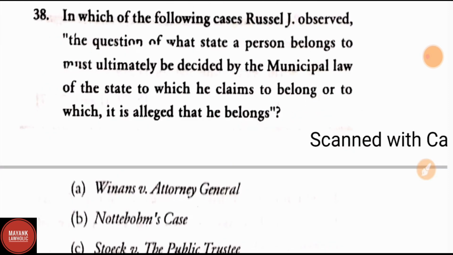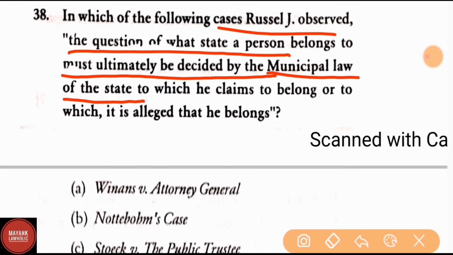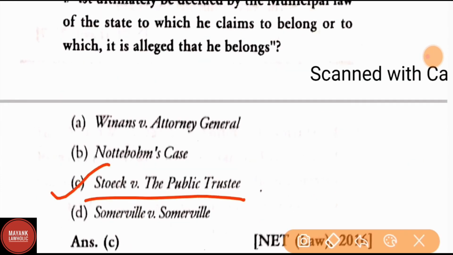Question number 38. In which of the following cases Justice Russell observed that the question of what state a person belongs to must ultimately be decided by the municipal law of the state to which he claims to belong or to which it is alleged that he belongs? This was held in the case of Stoeck versus the Public Trustee.